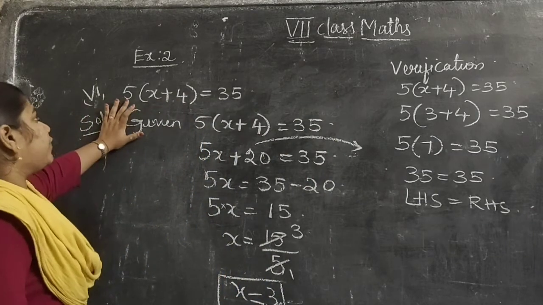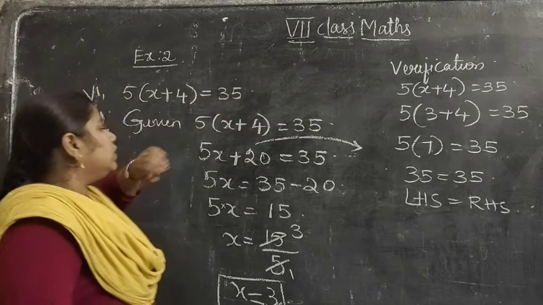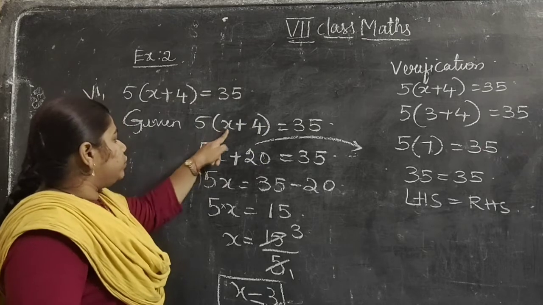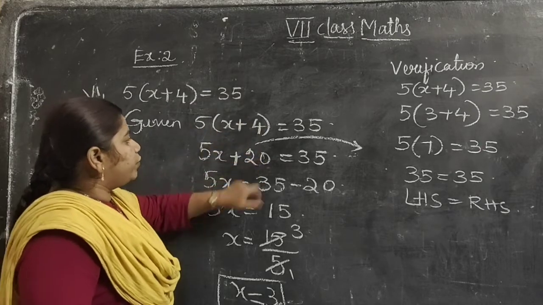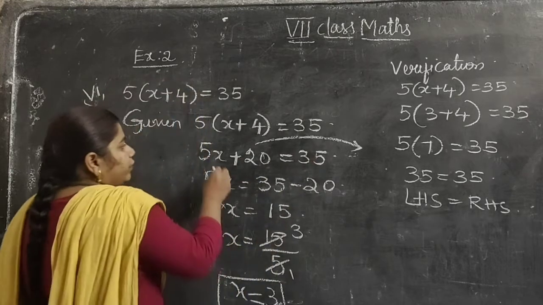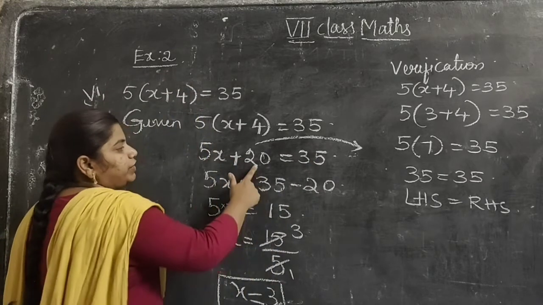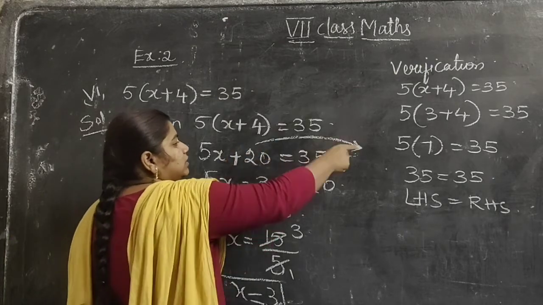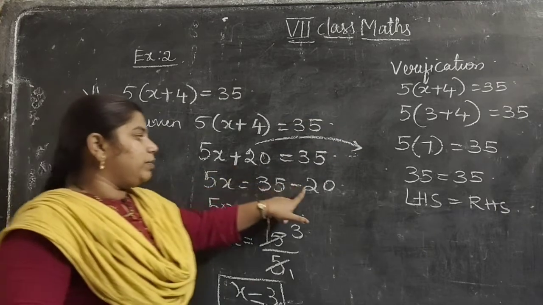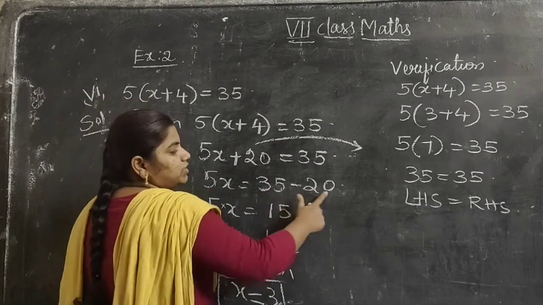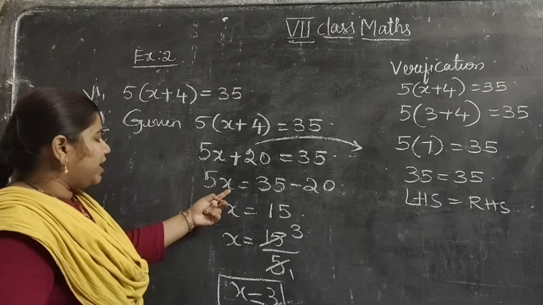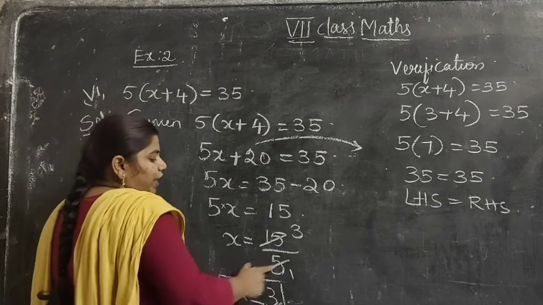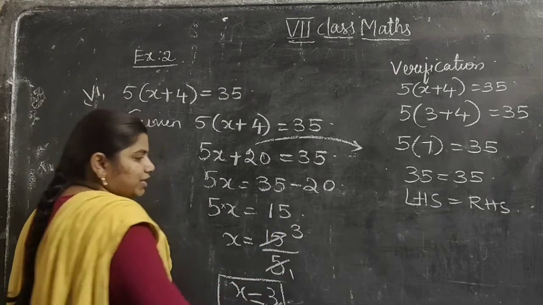So what we got, the x value is correct. Once again you see this 5 into x plus 4 is equal to 35. First we have to multiply this x plus 4 with 5. So 5 into x is 5x plus 5 fours are 20 is equal to 35. Now with this x, which values are connected? 20 is connected and 5 is also connected. So first you transpose this plus 20 to the other side. If you transpose a plus symbol, that will be in the form of minus. So 35 minus 20. Now which value is connected with x? That is 5. So if you transpose this 5, that will be in the form of division. So 5 ones are 5, 5 threes are 15. So the x value you got is 3.